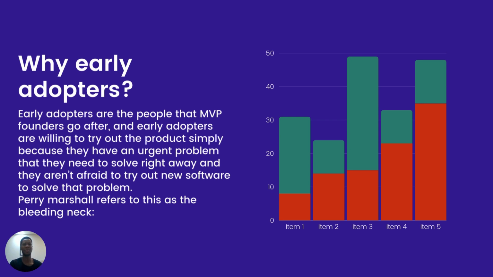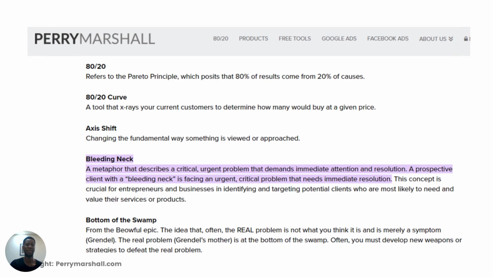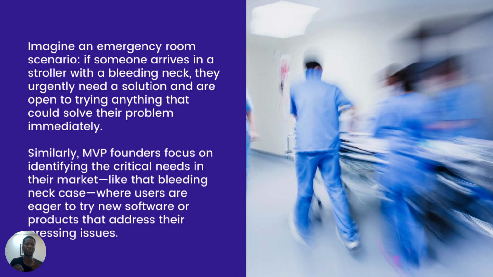So there's a concept by Perry Marshall, who is a digital marketer, and he refers to this as the bleeding neck, right? The bleeding neck is a metaphor that refers to a critical or urgent problem that demands immediate attention and resolution. So if you think about a bleeding neck, someone who is rushing into an ER, an emergency room, for example, right? And you see doctors rushing in someone, right? And that person's neck is bleeding.